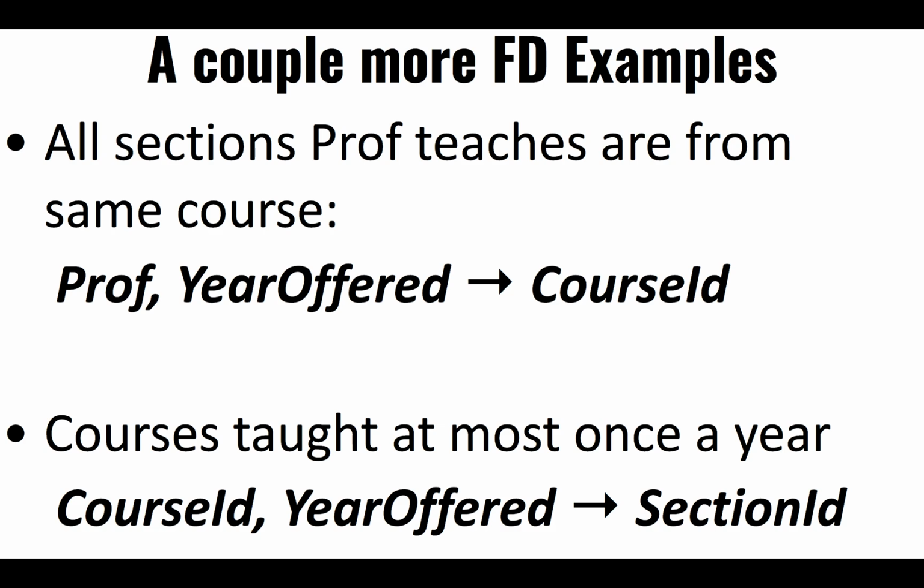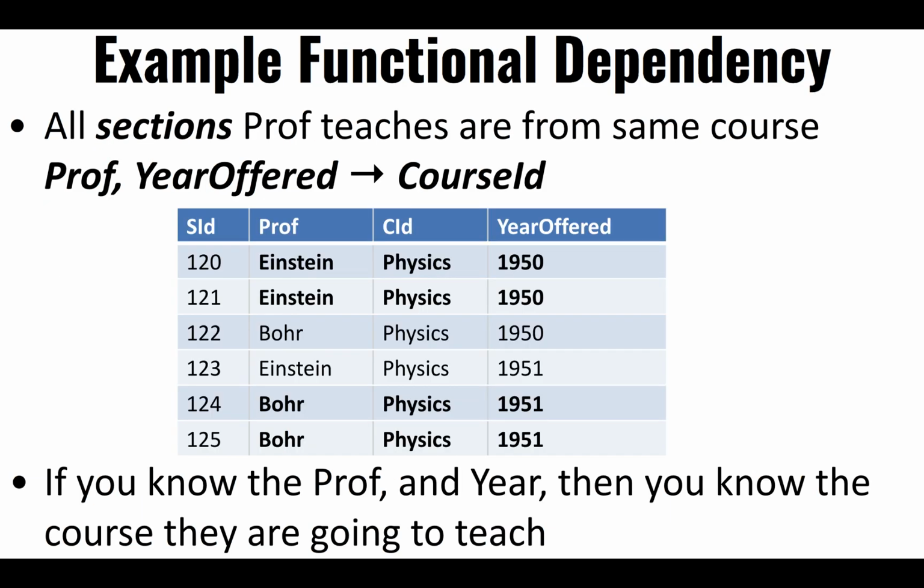A couple more. The requirement is that all sections a professor teaches are from the same course, or a course is taught at most once a year. Those could be business rules, and those introduce functional dependencies that were not there. If I know the course ID and the year offered, I know which section it must be. So let's look at examples of some of these. All sections a professor teaches are from the same course. So there it is: Einstein physics and Bohr also physics. If you know the professor and the year, then you also know who taught it. What are they teaching? What they're going to teach.